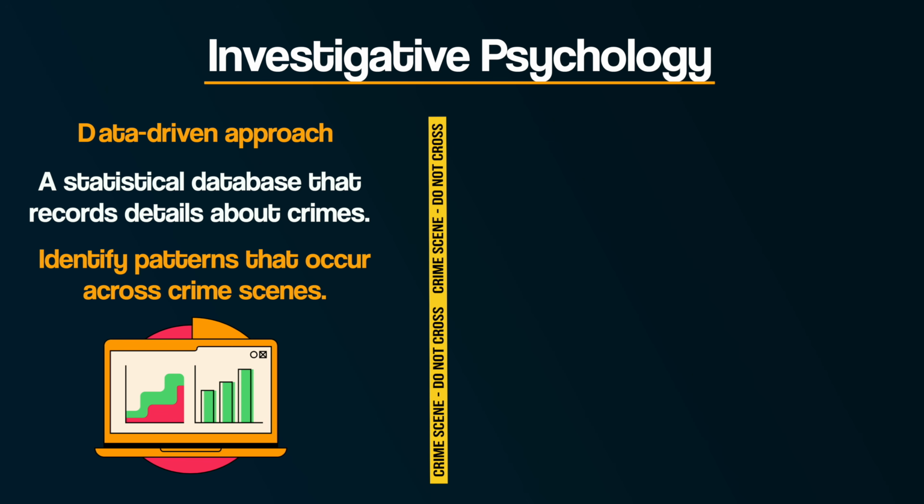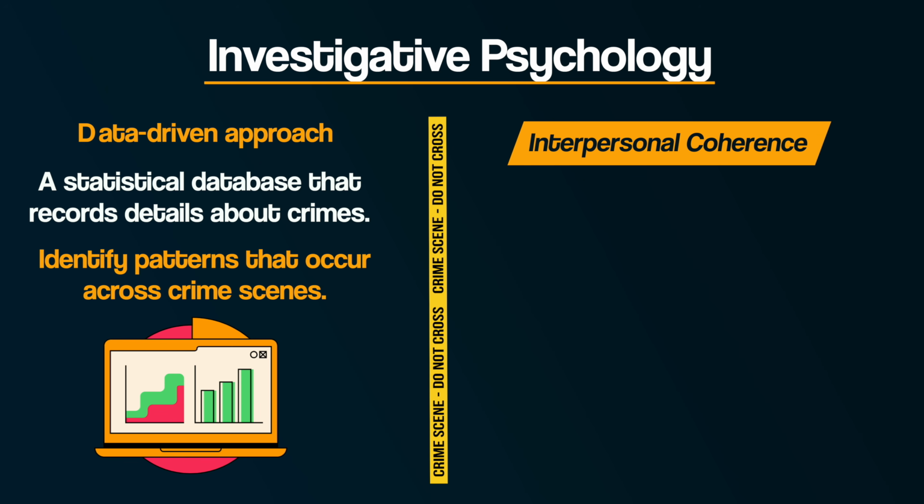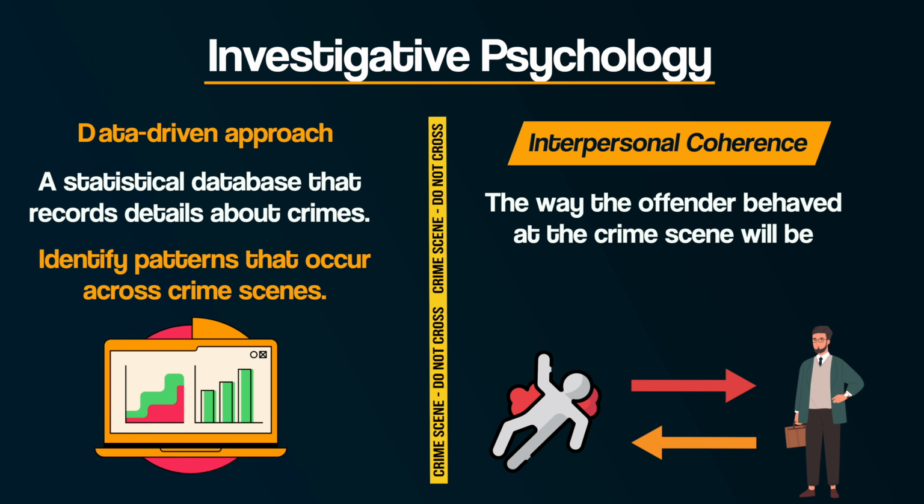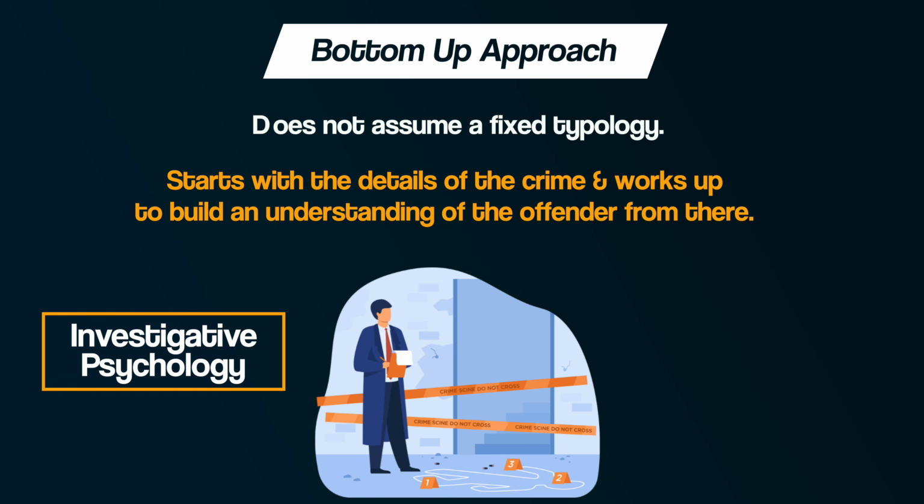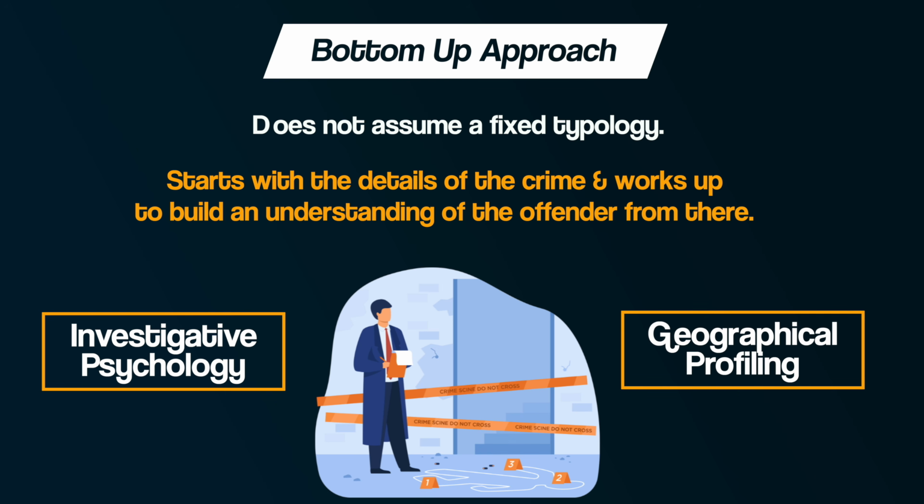Furthermore, investigative psychology assumes something called interpersonal coherence. This is the idea that the way the offender behaved at the crime scene will be consistent with how they behave in everyday life. The bottom-up approach also involves geographical profiling.